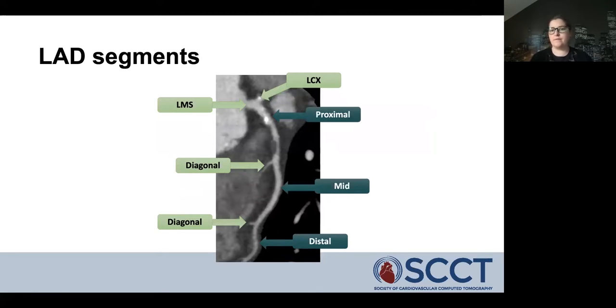Now, occasionally the diagonals aren't where you expect them, or you might not see any diagonals at all. There are all sorts of weird variants of anatomy out there, but this is how you apply it in most cases. Occasionally you'll not see a second diagonal, and you have to work out where the mid and distal are based on how big they are. But in most cases, you'll be able to identify these things that help you work out which segment you're dealing with, and this is important if you want to describe where your atherosclerotic plaque is. In this case, you can see we've got some calcified plaque and some non-calcified plaque, both in the proximal segment of this left anterior descending coronary artery.